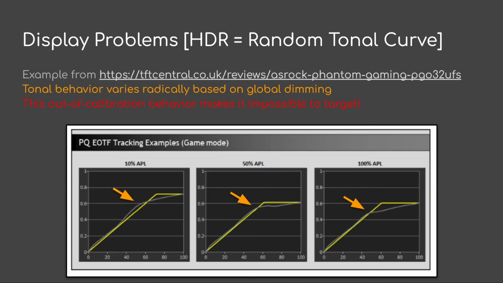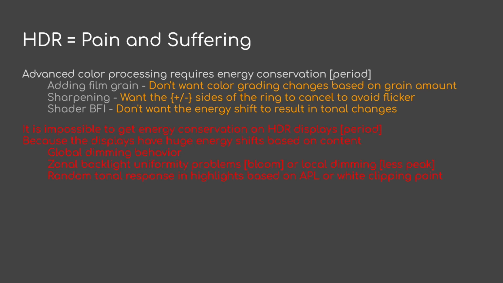Here's another problem, again from TFT Central. I'd suggest reading the whole review. But a lot of times in HDR, you get random tonal curves. And the random tonal curve depends on, say, average picture level. And basically, as global dimming starts to hit, the behavior at the highlights is very, very different. This out of calibration behavior makes it impossible to target well. So HDR, it's a lot of pain and suffering.